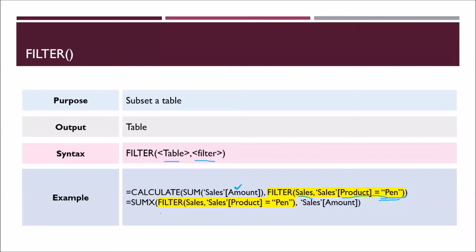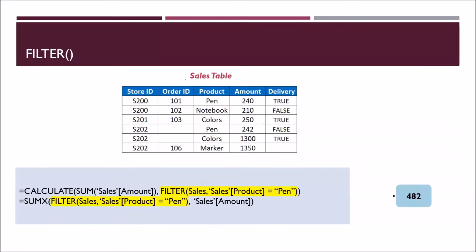Okay. The same thing can be done using a SUMX function also. It's just the difference in terms of syntax. First I'm filtering the Sales table and then I'm taking the sum of the amount column. To give you an example how this is performed, here I have my Sales table wherein I have my columns store ID, order ID, product, amount, and so on. So these two examples are the same which we had in the previous slide.